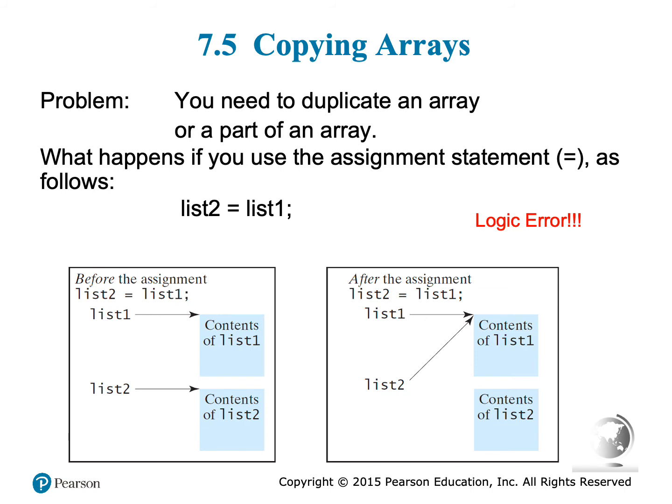Remember that list1 and list2 only hold the addresses of the first element in the array, not the contents of the array itself. When we use the equal sign in this way, we have copied the address of list1 into list2. So essentially, we have given list2 access to the contents of list1. We have not made a copy at all. So what is the solution?